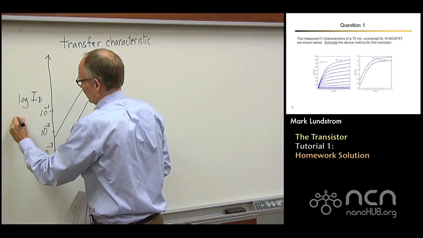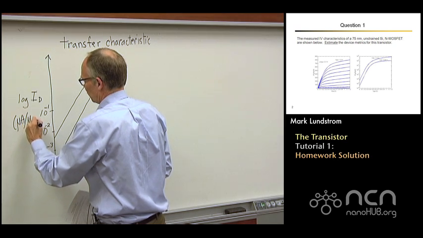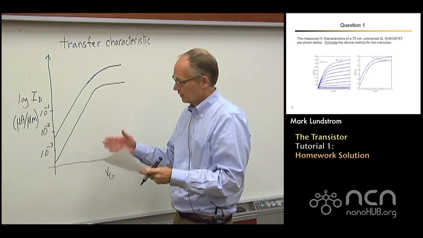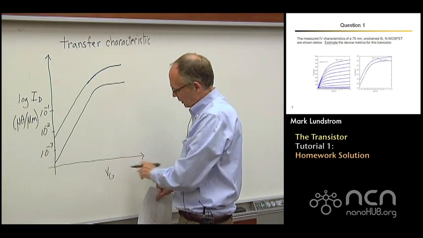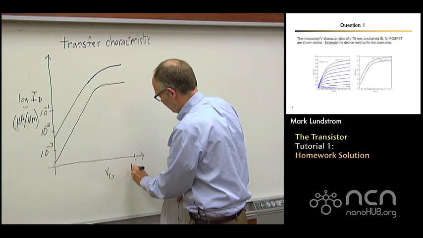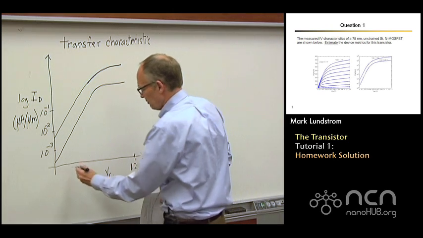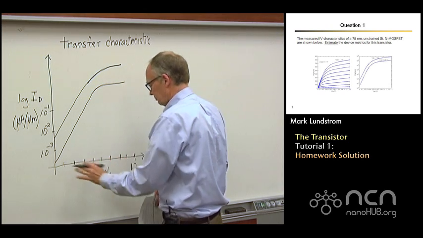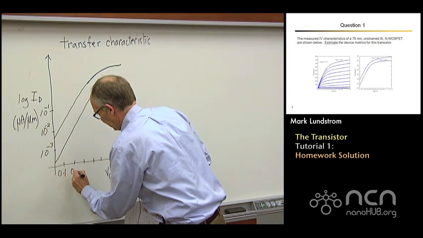This output current is typically measured in microamps per micrometer of width of the MOSFET, because it just scales with the width. So if it's twice as wide, we get twice as much current. And the gate voltage is measured in volts. It goes from 0 to the power supply voltage, which in this case was 1.2 volts. I think the tick marks in this plot were 1/10 of a volt. So let's call that 0.1, call that 0.2.